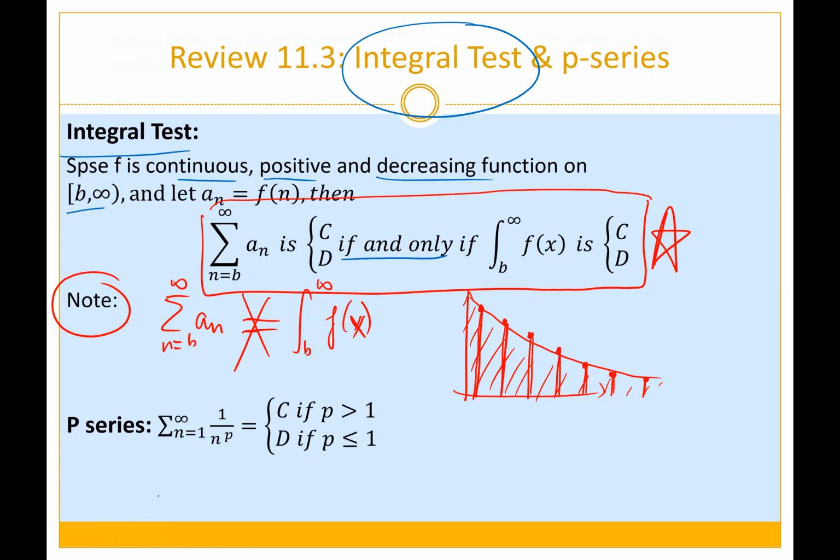Another part of this section is the p-series test. We have a general formula for the p-series. If you have a series from n equal to 1 to infinity of 1 over n to the p, it is convergent if p is bigger than 1, and divergent if p is smaller than or equal to 1.